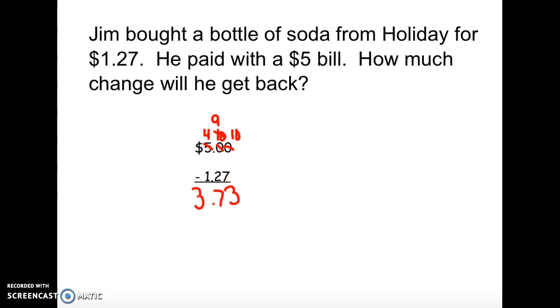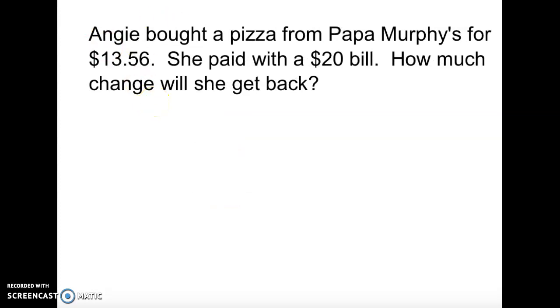The next problem. Angie bought a pizza from Papa Murphy's for $13.56. She paid with a $20 bill. How much change will she get back? For this one, we are going to do the counting on method. We start with $13.56. We want to get that to something easier to handle.